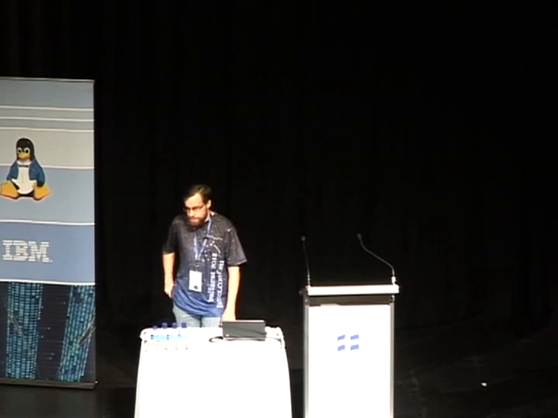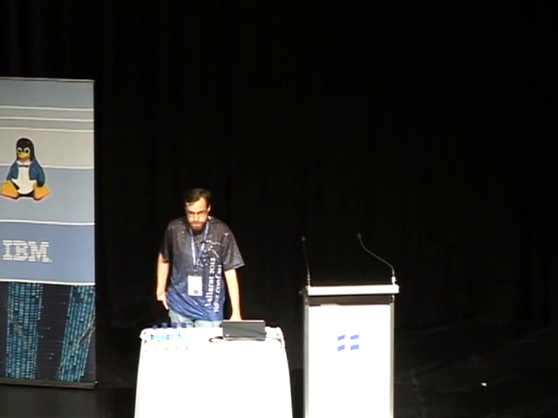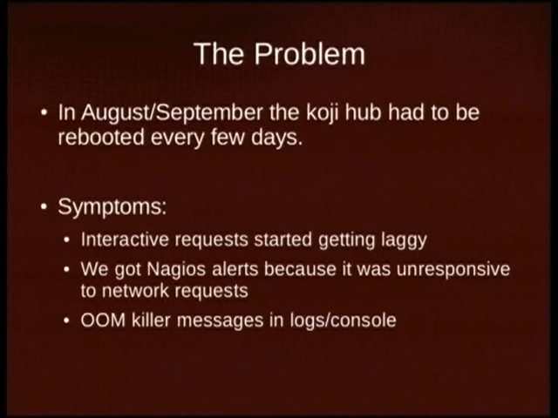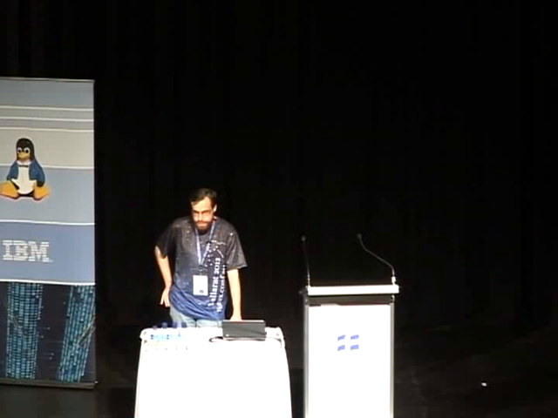Okay, so the problem we had was in August, September, the Koji hub would just get out of memory and start crashing. So it'd lag as it was going into swap. The killer would start up, Nagios reports would happen, the sysadmins would log in, see that there are messages in the log and reboot the server, and then it was all okay again.